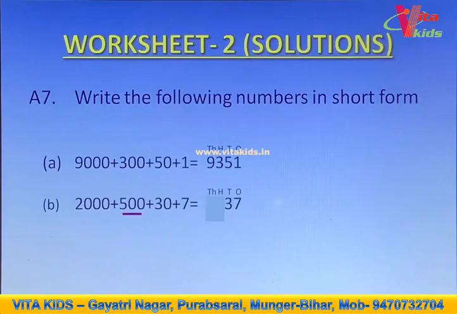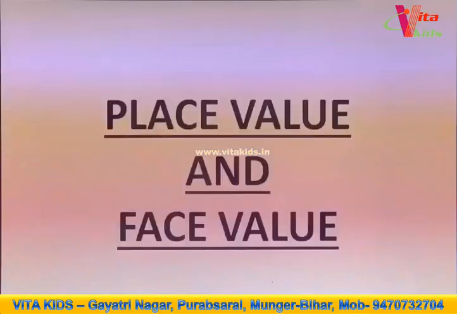500, which means 5 hundreds. Under hundreds column we will write 5. And 2000, which means 2 thousands. This brings us to the end of the solutions. Now we will study place value and face value.